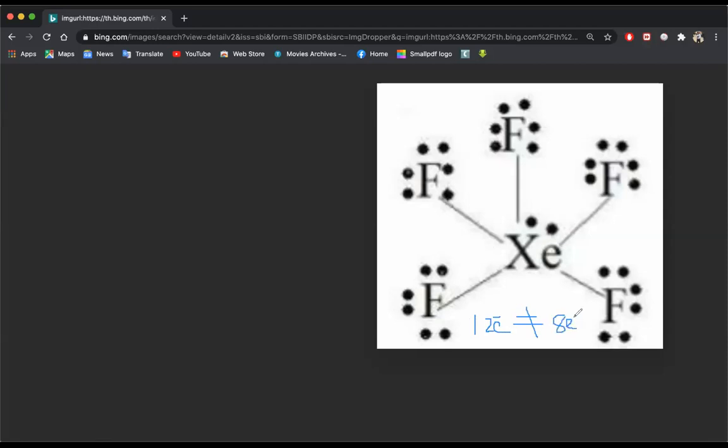But in a case where an atom satisfies 8 electrons, that has satisfied the octet rule. Or maybe say 2 electrons, that is for the regular.